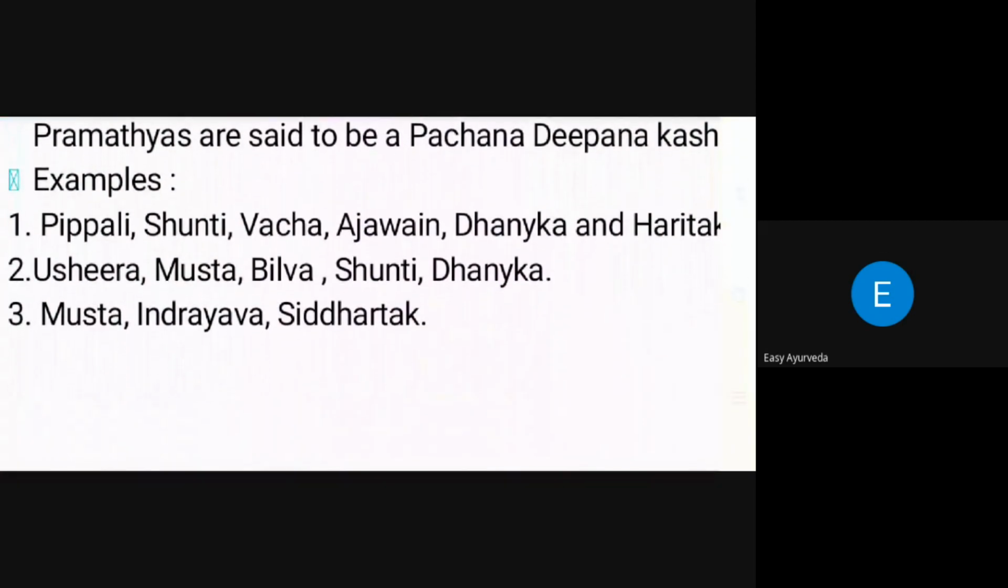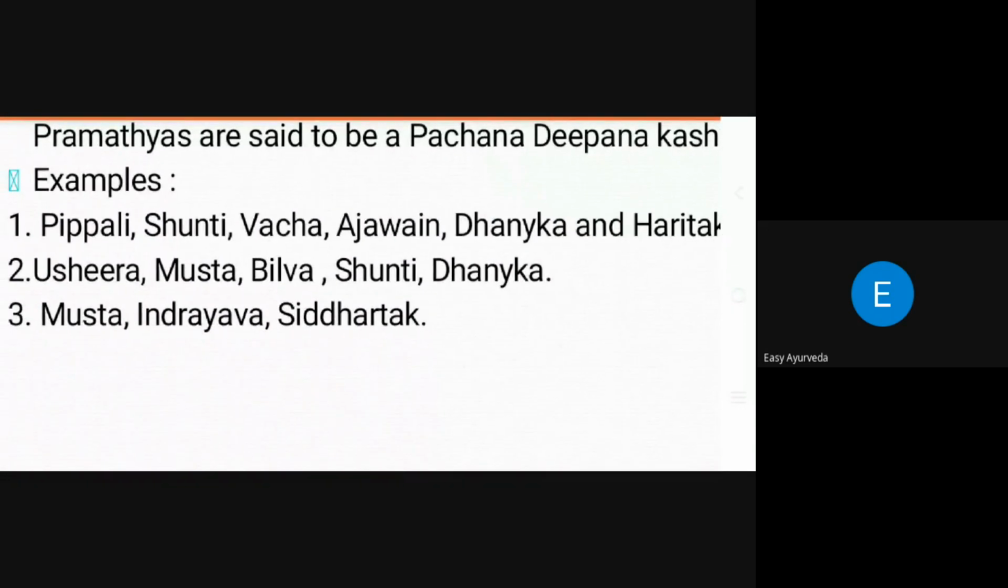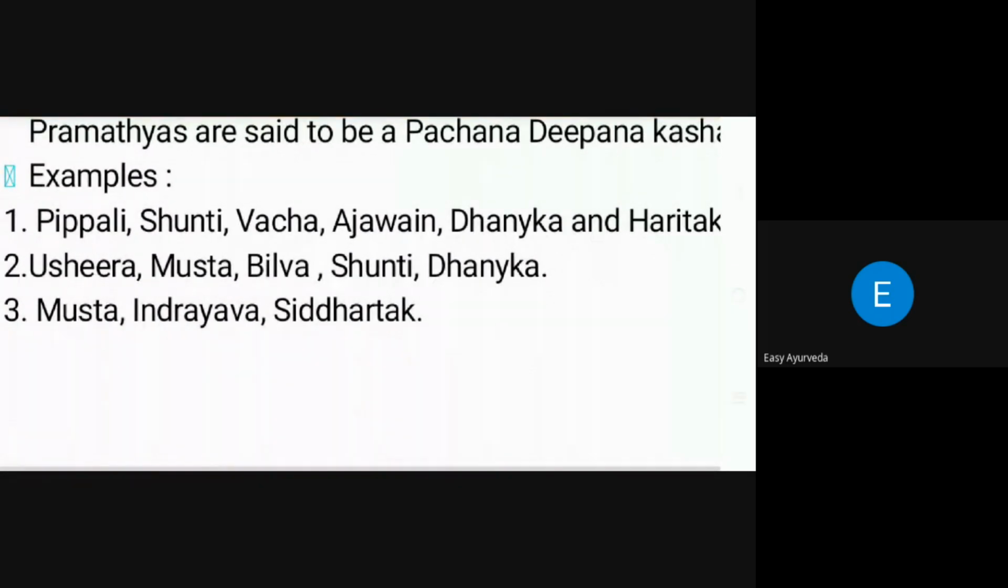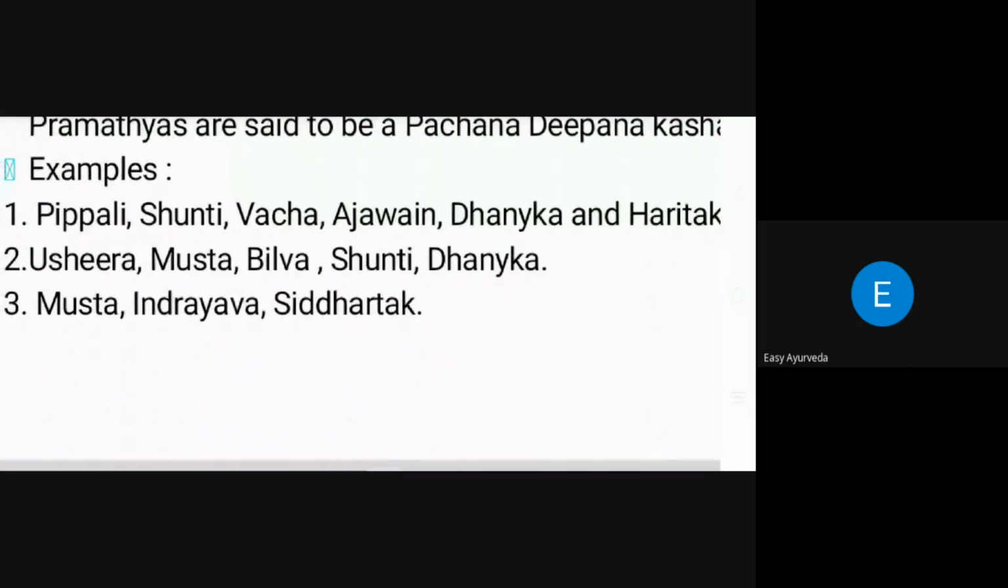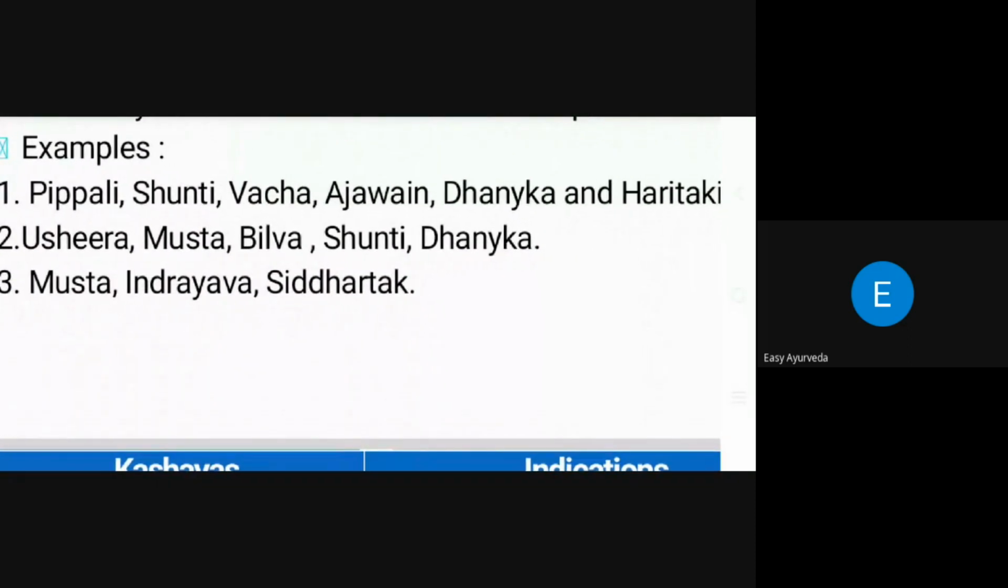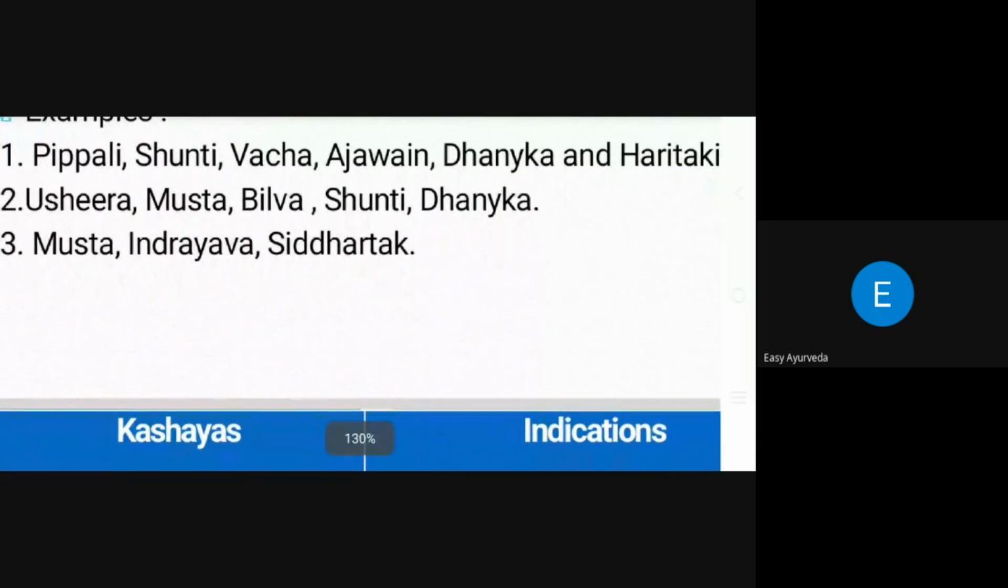A Pramatya can be prepared with the combination of Pipali, Shunti, Vacha, Ajwain, Dhanaka and Haritaki. Another is Shira, Musta, Bilwa, Shunti, Dhanaka. These two references have been taken from Vagbhata, who has mentioned their preparations as Pramatyas. Musta, Indrayava, Siddharthaka should be used. This is one of the formulations given by Sharangadhara.